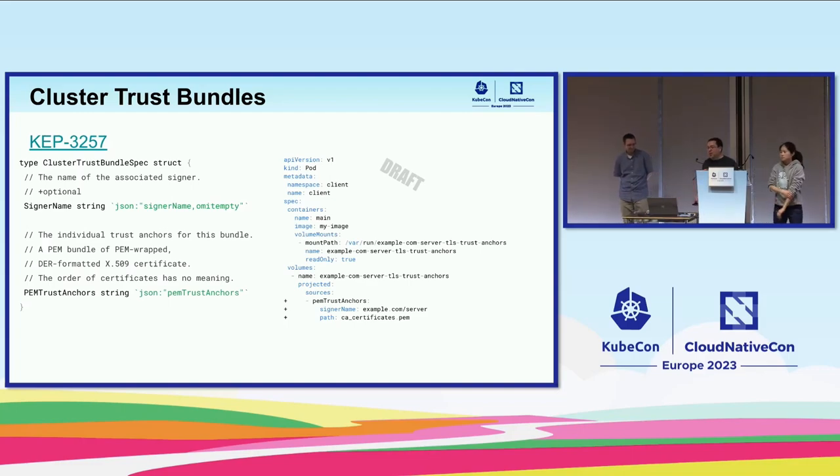Thanks. So one of the features I'm really excited about that's being developed now is cluster trust bundles. For a long time, we've had a certificate signing request API, and for a long time, we have punted on how you can distribute trust for the certificates that are signed. This is a mechanism to do that and to distribute whatever other trust you want in your cluster.